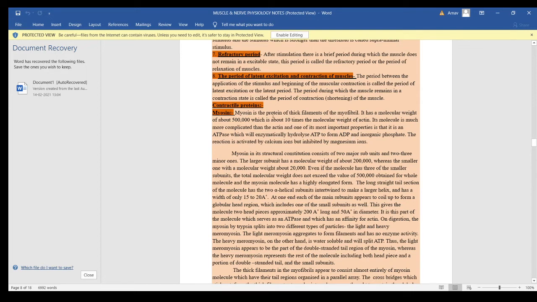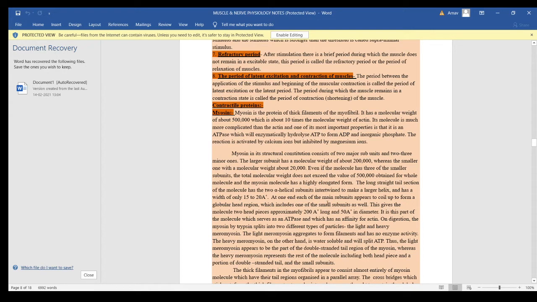Now myosin is the protein of the thick filaments of the myofibril. It has a molecular weight of about 500,000, and you will see that it is about 10 times heavier than the actin filaments. Its molecule is much more complicated than the actin, and one of its most important properties is that it is an ATPase. As we know, the myosin at the tip where it is attached to the cross bridges has a heavy meromyosin with ATPase enzymatic activity.